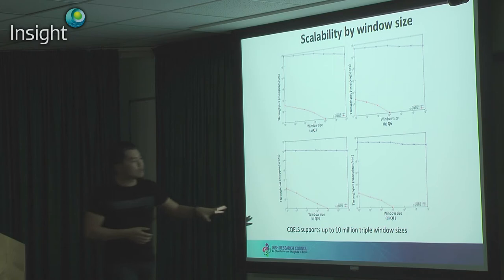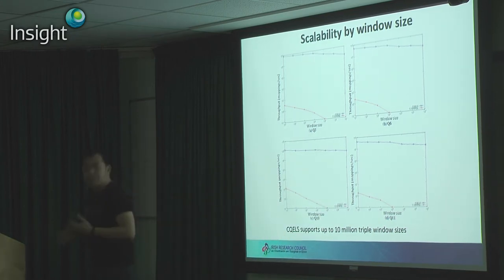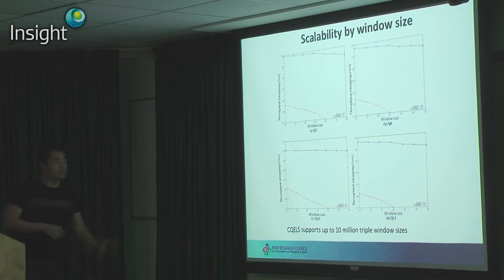Other systems fell to around 10,000 or 100,000 items per second. Our system can still scale to a window size of millions of triples.